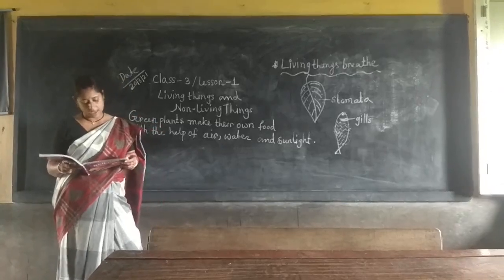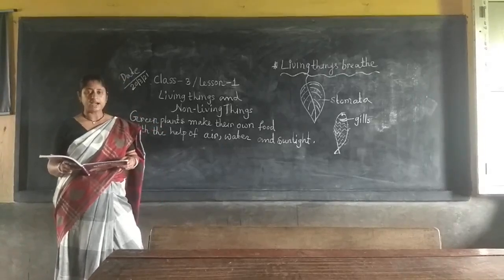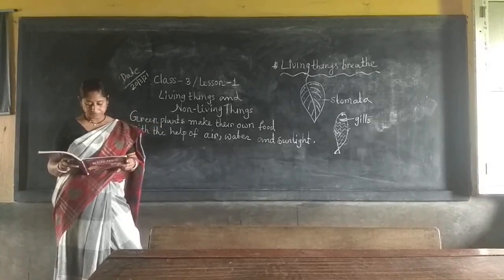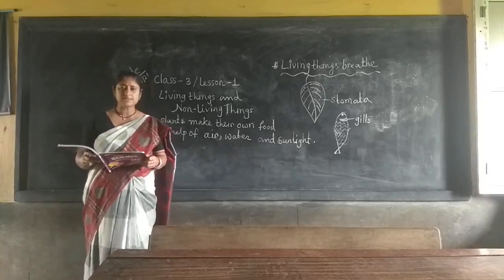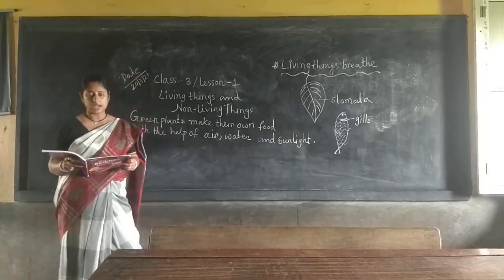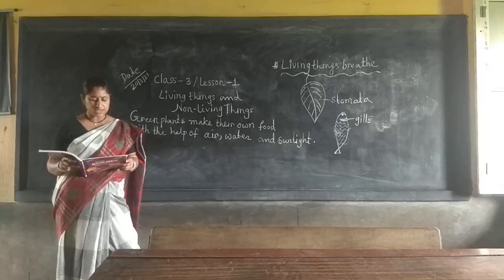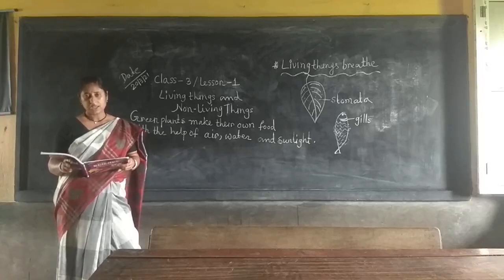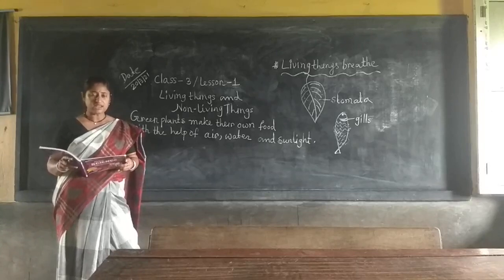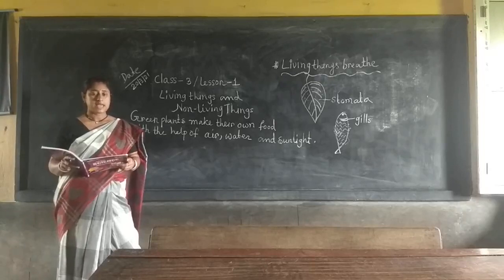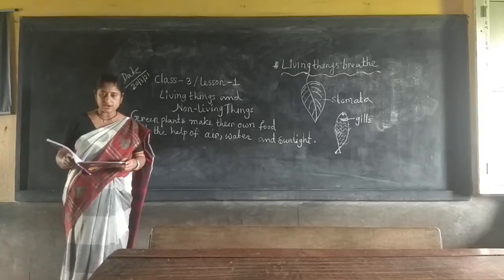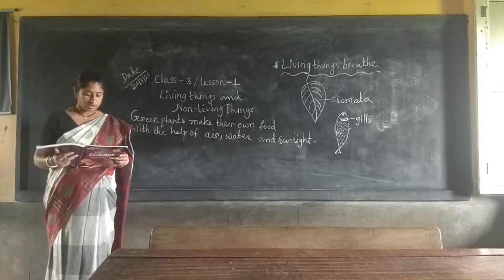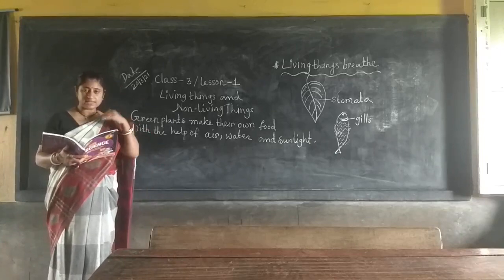We can't see them but they have air holes. So plants breathe through very small openings called stomata. Human beings breathe through their nose. Fish and octopus breathe through their gills. And insects like ants and butterflies breathe through air holes in their body. Okay? I hope all of you understood living things breathe.